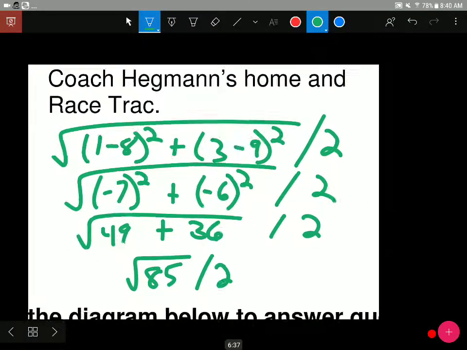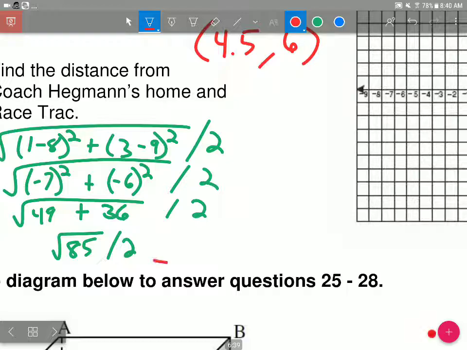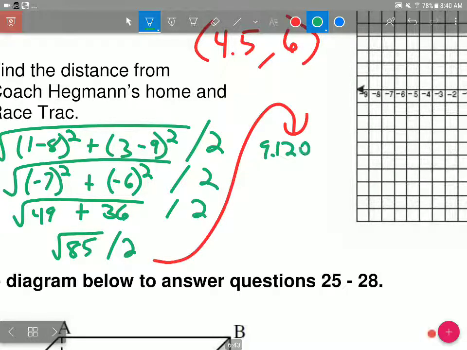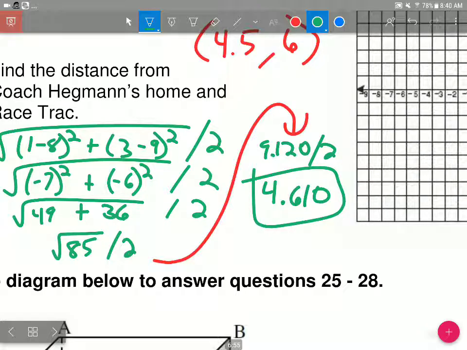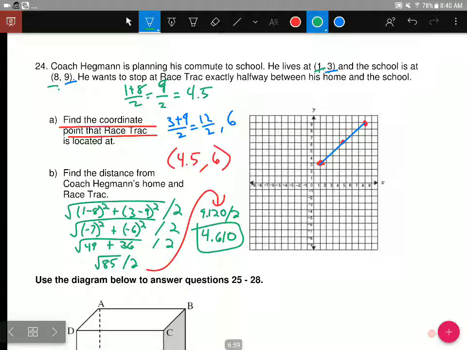9.220. 9.220 divided by 2, which is 4.609. Well, 4.610, once you round. Cool. Back out a little bit so you can see that one. All right.